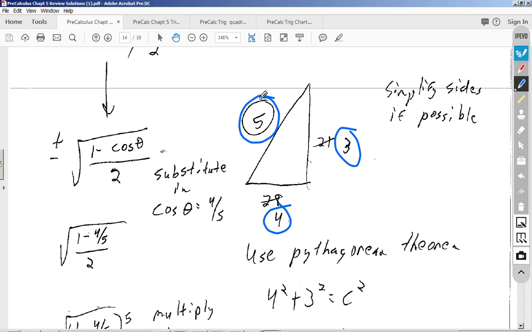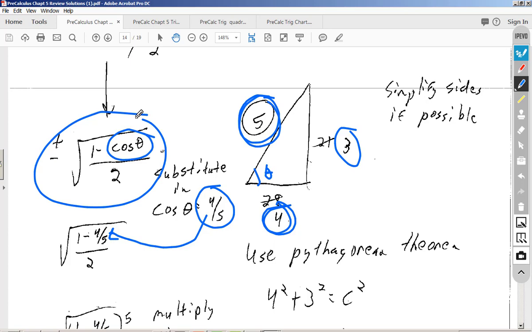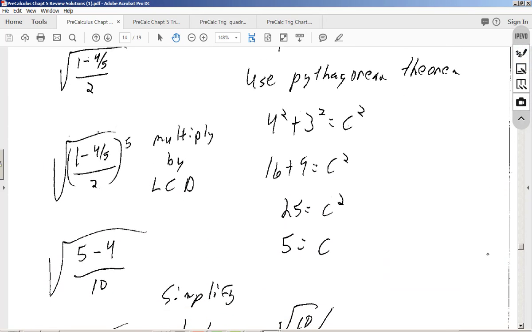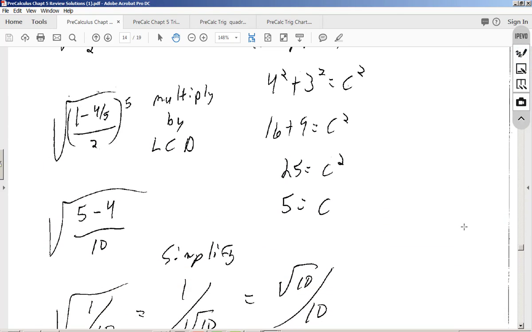Okay, so now I need to find the cosine of theta. So the cosine of theta, working off my angle right here, theta, I know that cosine is adjacent over hypotenuse. So that means it's equal to 4/5. So I can go ahead and substitute that into my formula. So I got the square root of 1 minus 4/5 all over 2. So now to solve that out, I just got to simplify that.